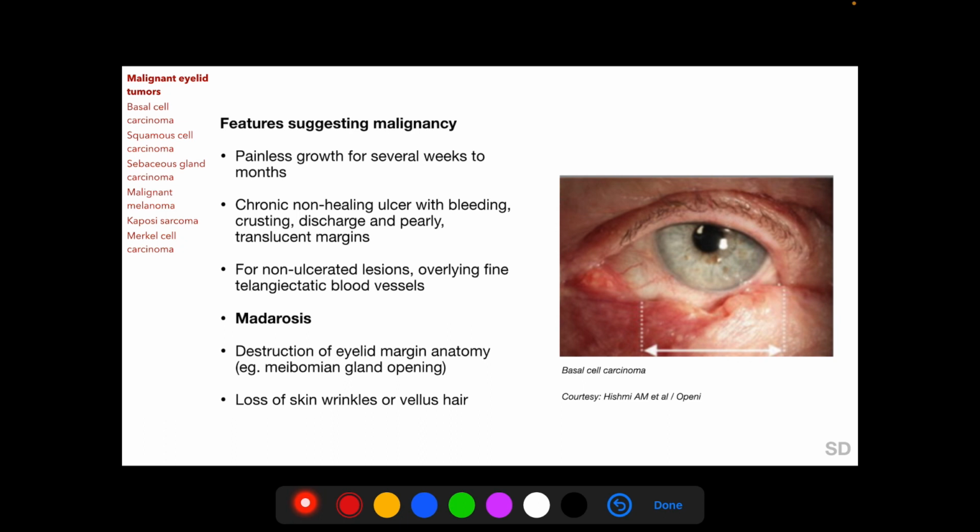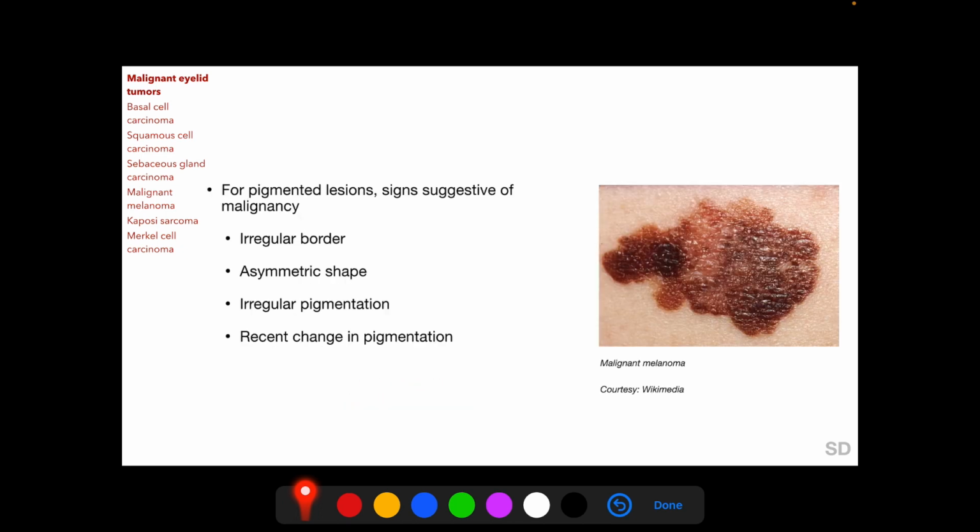Madarosis or loss of eyelashes is a very important sign to look for, which suggests the lesion might be malignant. Destruction of eyelid margin anatomy, particularly effacement of meibomian gland openings, and loss of skin wrinkles or vellus hairs. For pigmented lesions, signs suggestive of malignancy include irregular border, asymmetric shape, irregular pigmentation, and recent change in pigmentation. So here we see irregular border, asymmetric shape, and variable pigmentation.